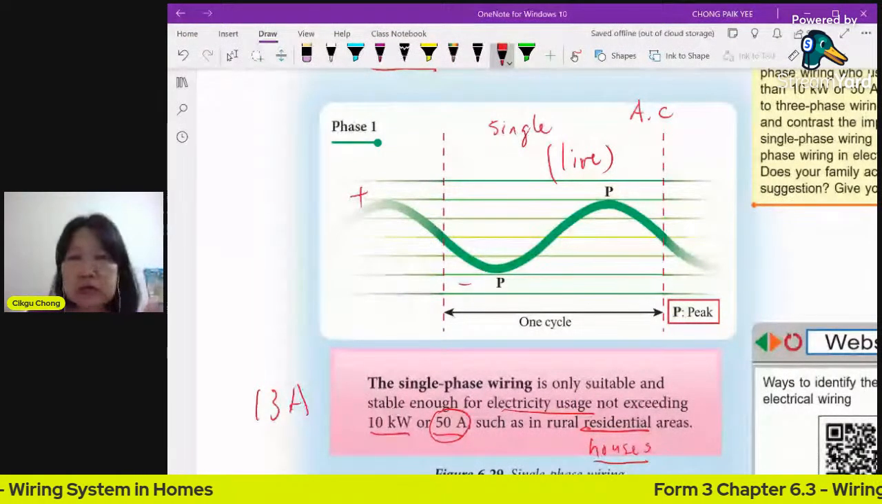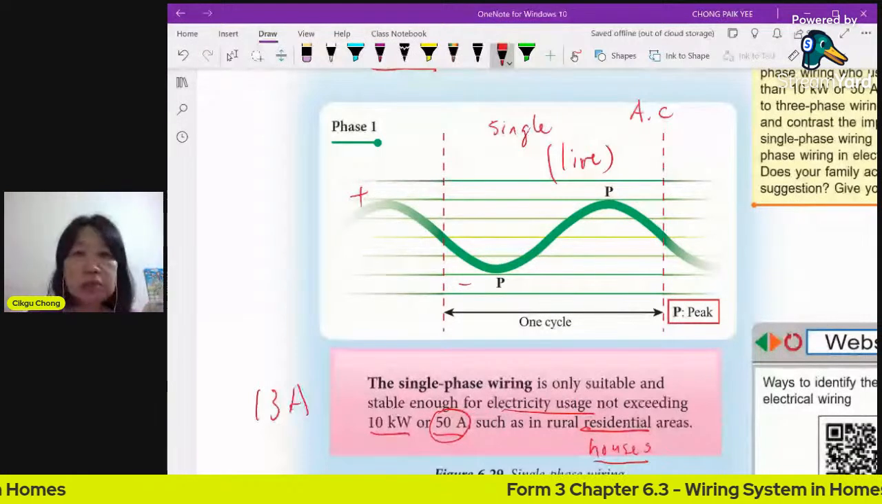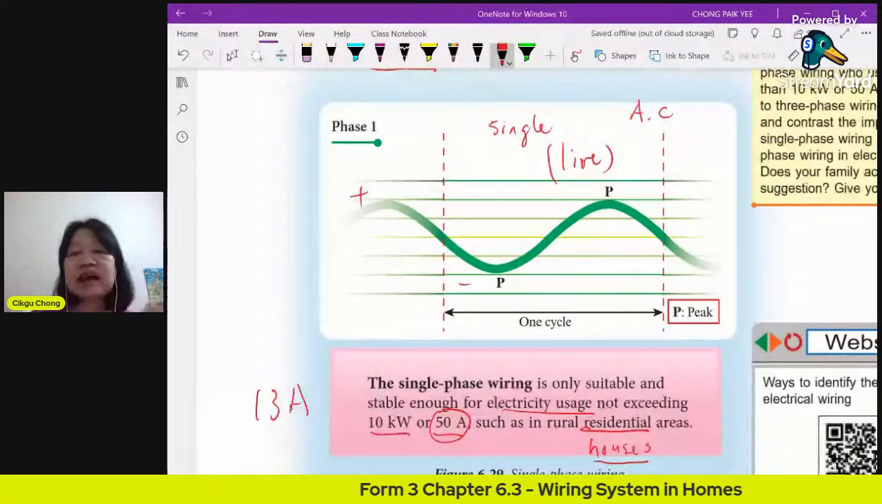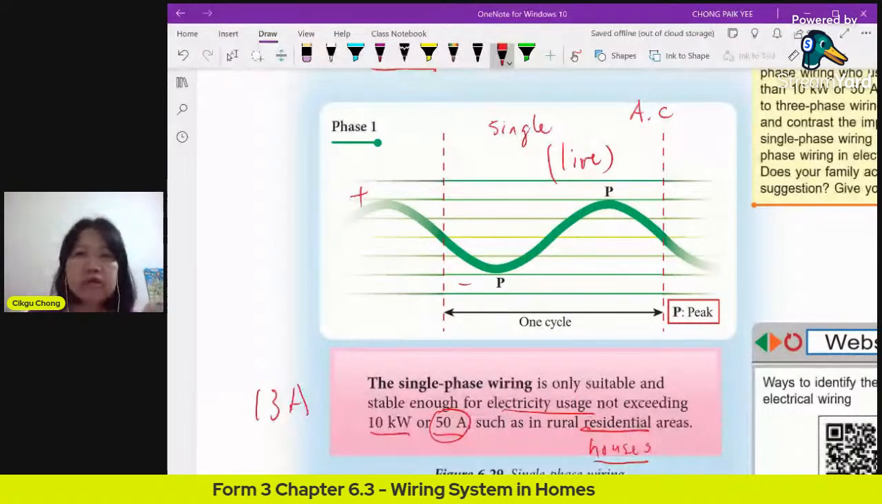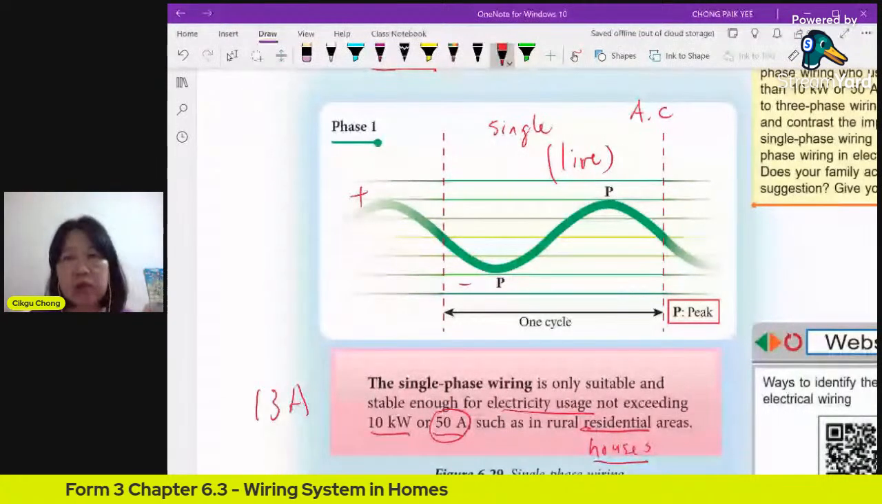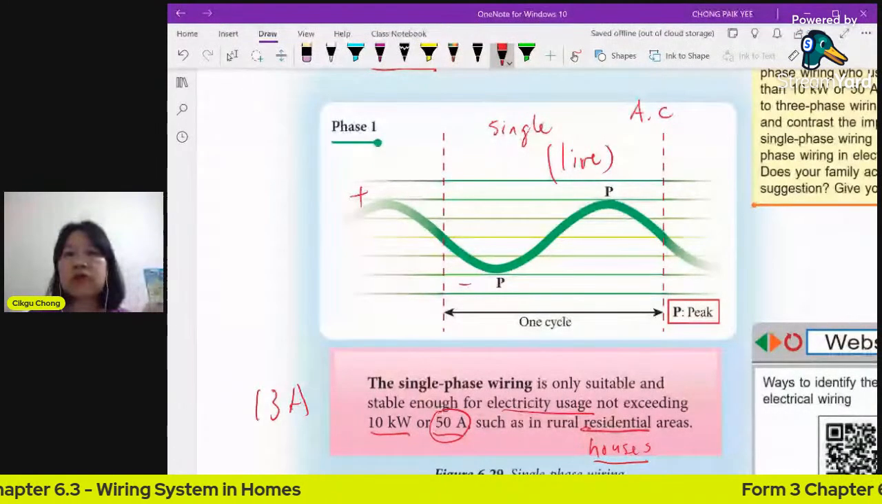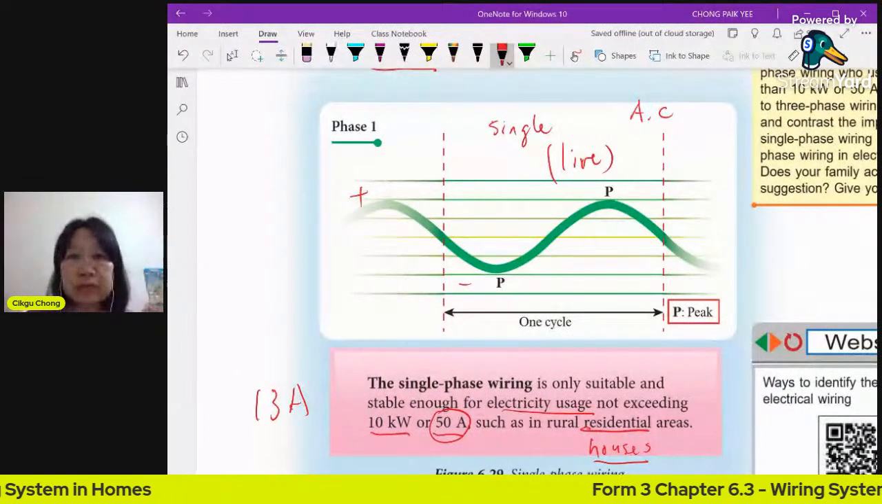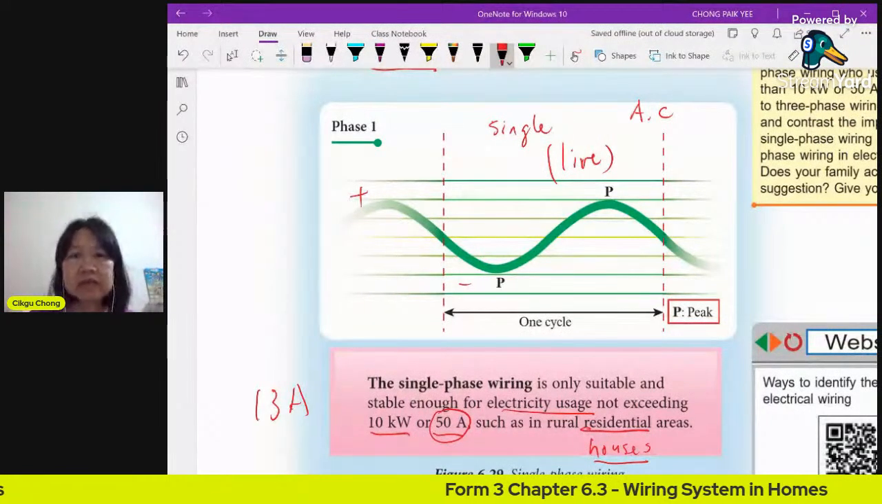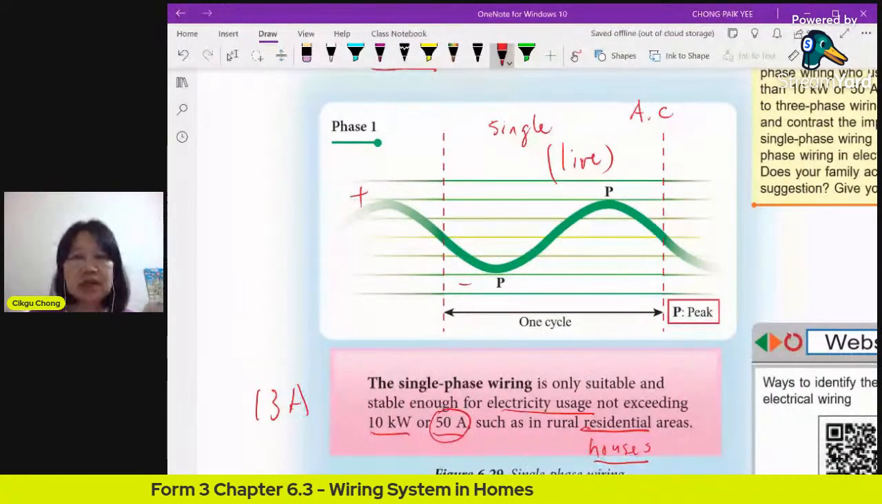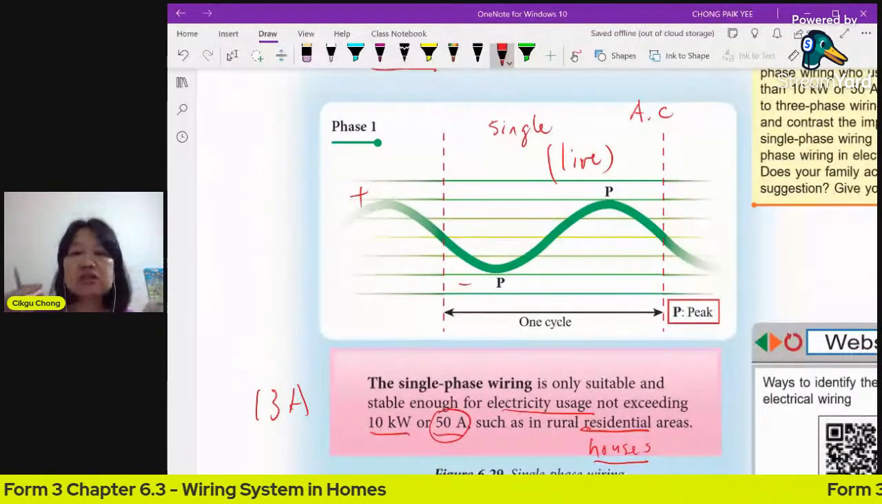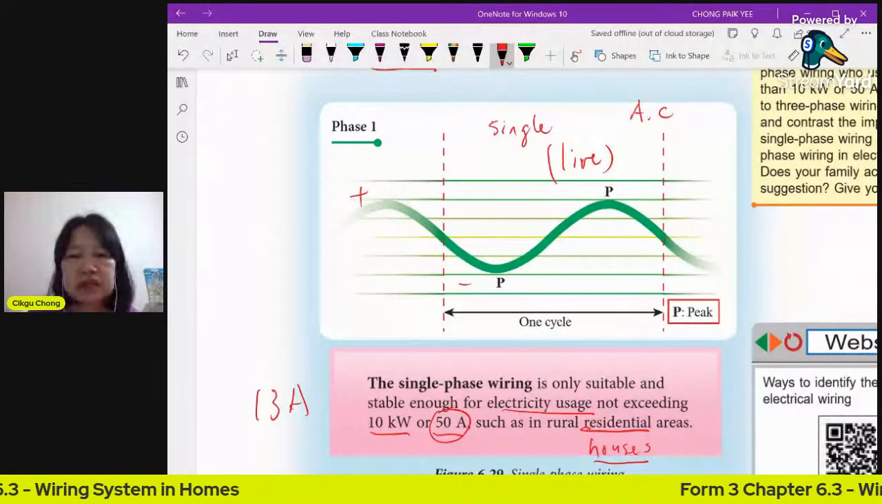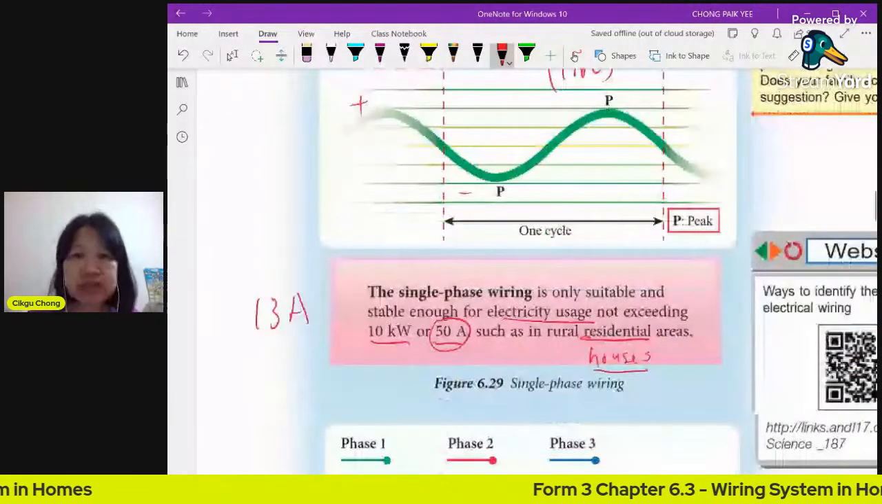Now that one needs more, so you need a different kind of wiring. For buildings like shopping centers, shopping malls, hospitals, a big building with many offices inside, or let's say a big factory, that one needs a different type of wiring. It needs 3-phase wiring. Okay, let's compare and see.